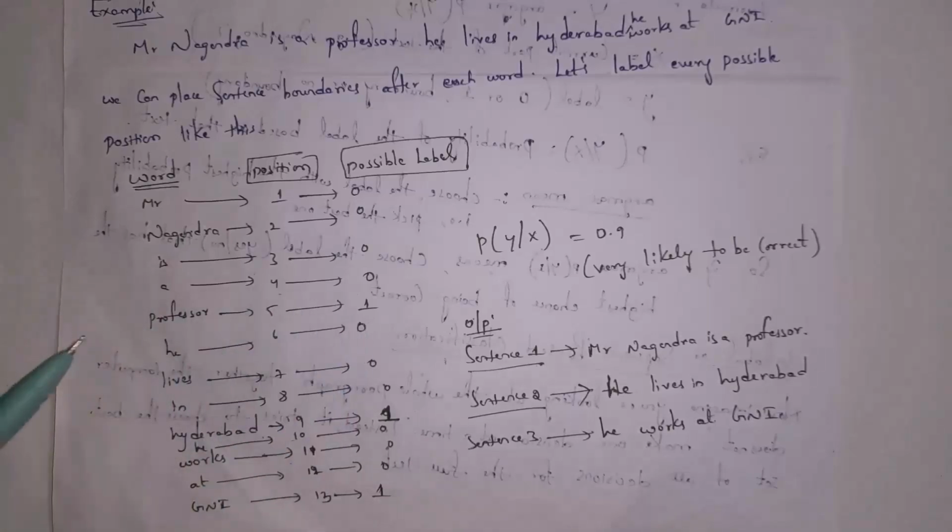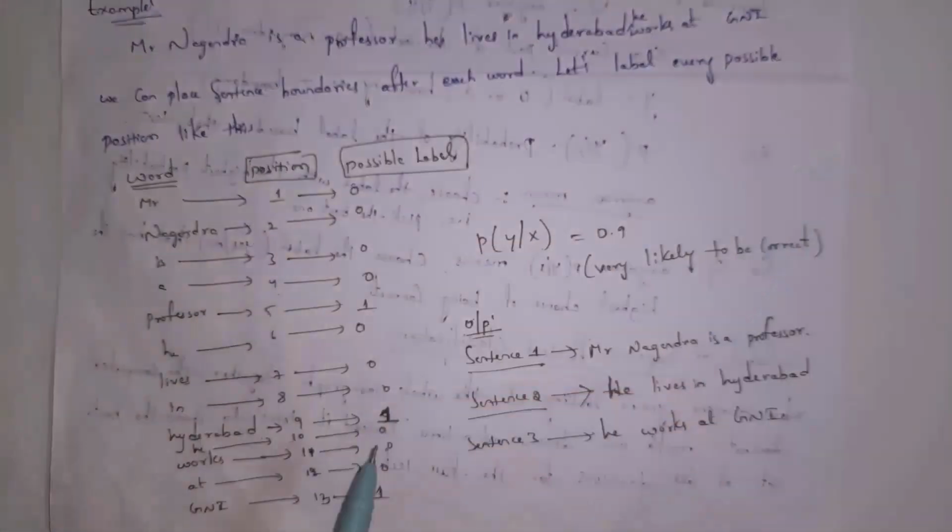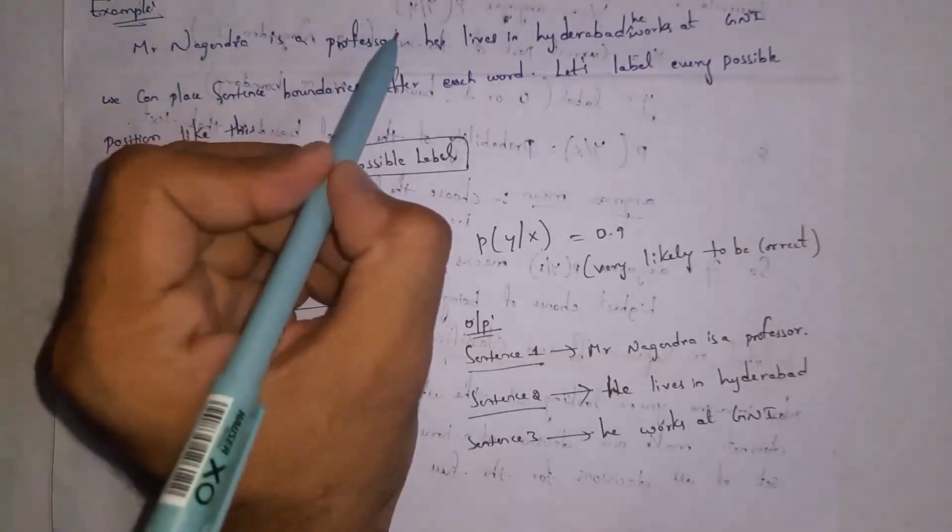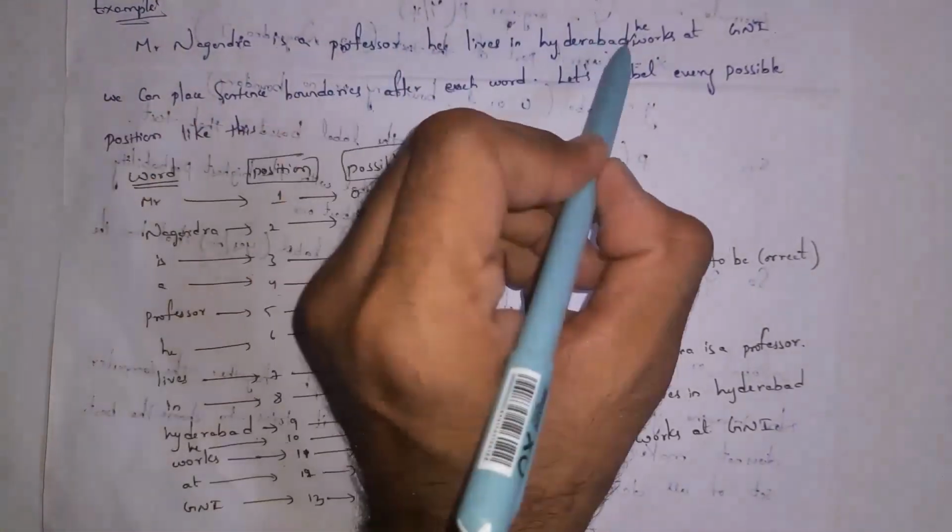And similarly, he lives in Hyderabad. After Hyderabad, there must be full stop. So after Hyderabad, label is 1. And he works at GNI. So after GNI, there must be full stop. So your value is 1. So Nagendra is a professor, full stop. He lives in Hyderabad, full stop. He works at GNI, full stop.